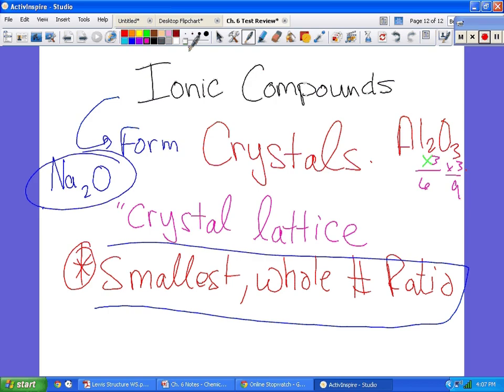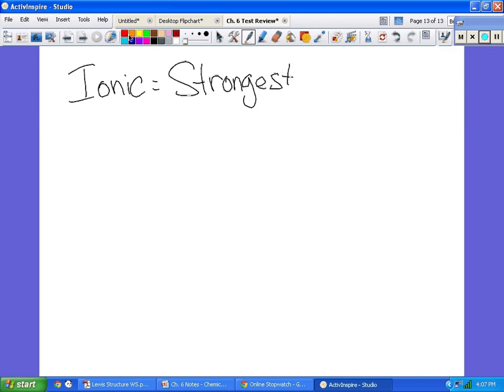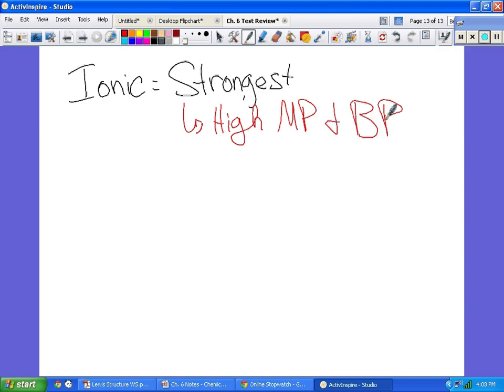All right, the next bullet. Know the difference in physical properties of ionic and covalent compounds. Bottom line, ionic is the strongest. So it has high, not heat, has high. If I write MP and BP, we know what that means? Melting point and boiling point. High melting point and boiling point.